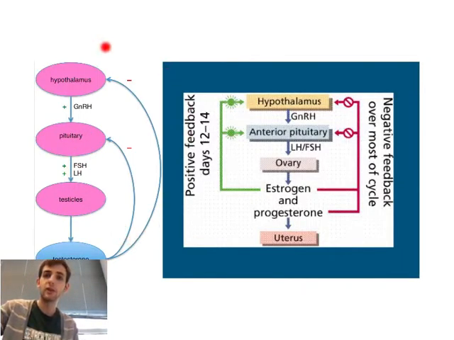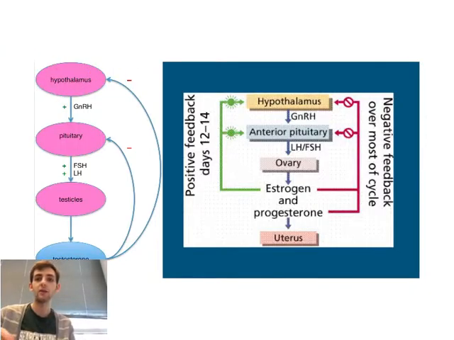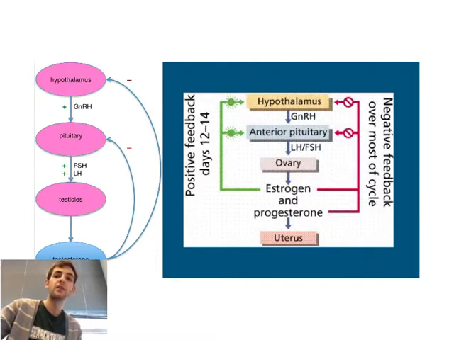meaning the pituitary is no longer going to produce FSH and LH. Similarly, it's going to do that to the hypothalamus. It's pretty much going to shut the hypothalamus down and stop producing gonadotropin-releasing hormone so that this pathway doesn't continue. So there's an example of a negative feedback loop here.